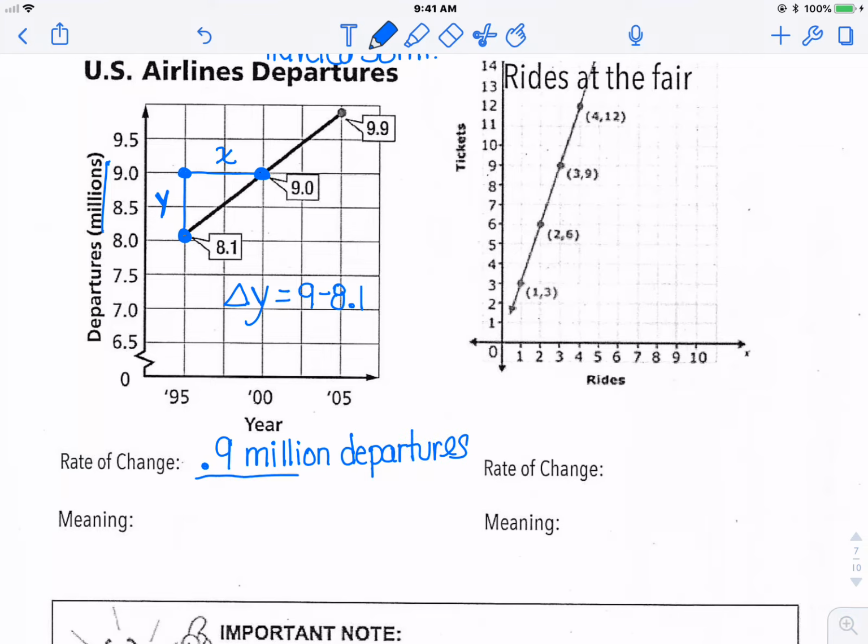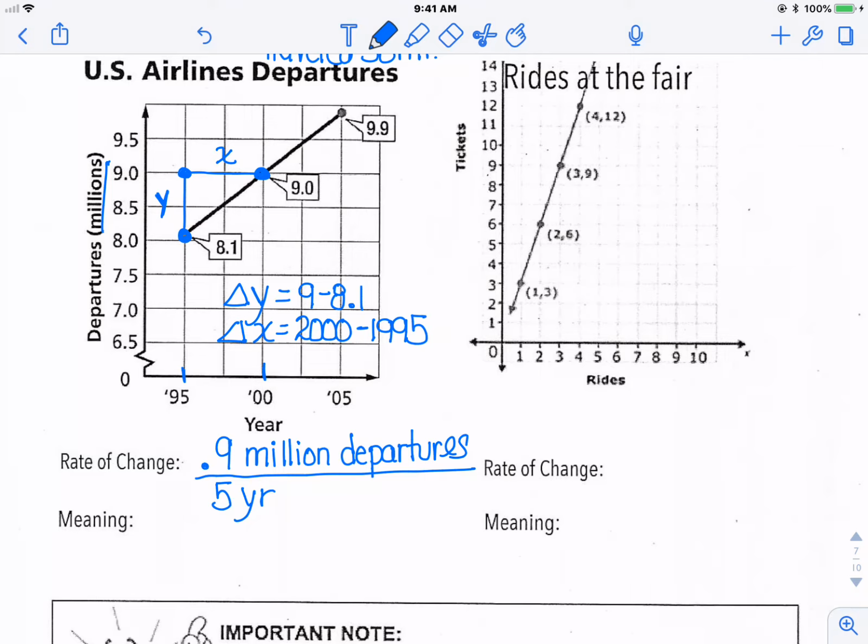And then in the denominator, I've got to put change in x. So I have to see where my x's were. This was 1995 to the year 2000. So my change in x is that year 2000, and we don't want to do 0, 0, 0 minus 1995. Put the actual year in. And that was in 5 years. Okay, and when I divide that out, that's going to tell me an increase every year.